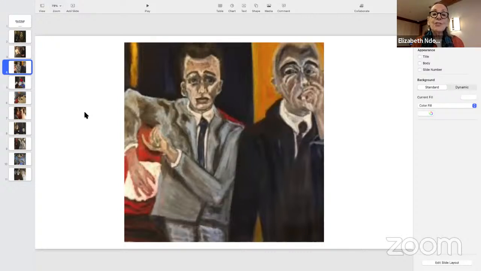The word I would use to describe this painting is anguished. Particularly the man in the gray suit. He looks very, very unhappy to me. Like something terrible has just happened to him.